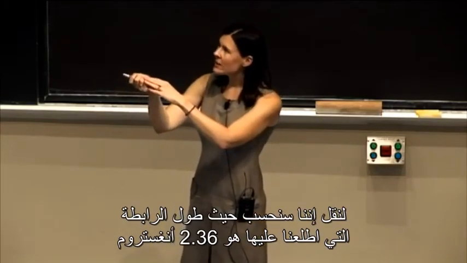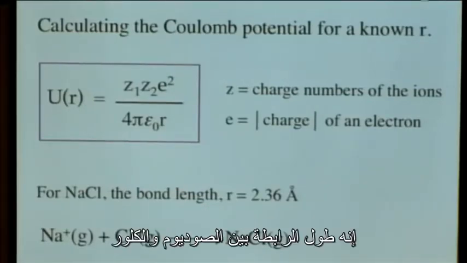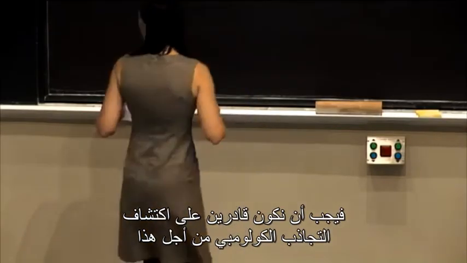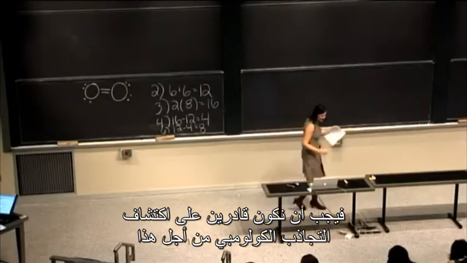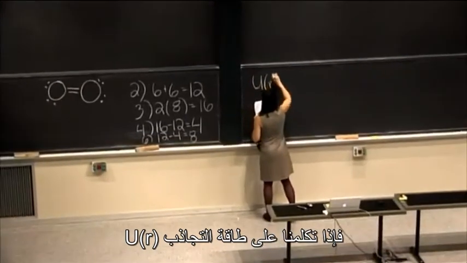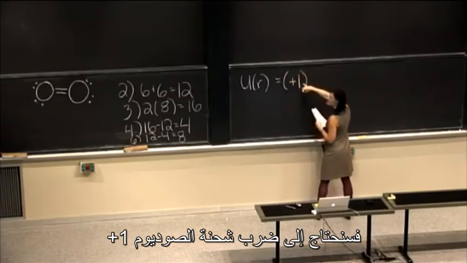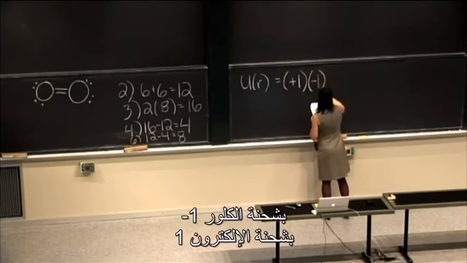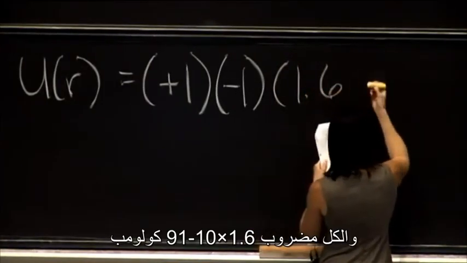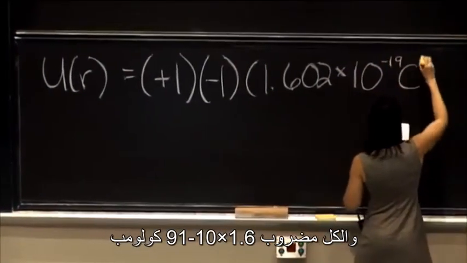Let's say we do the calculation with the bond length that we've looked up, which is 2.36 angstroms for the bond length between sodium and chloride. So we should be able to figure out the Coulombic attraction. For the energy of attraction, we need to multiply plus 1, the charge on the sodium, times minus 1, the charge on the chlorine, times the charge on an electron, 1.602 times 10 to the negative 19 coulombs.